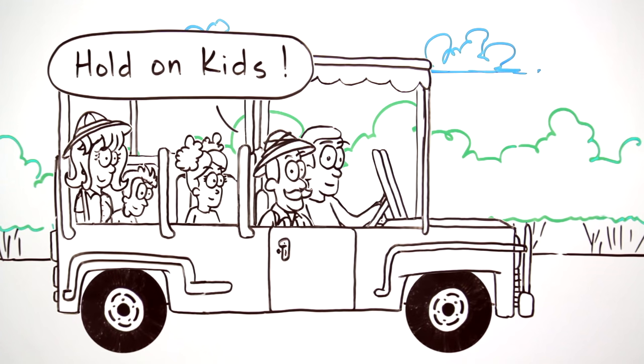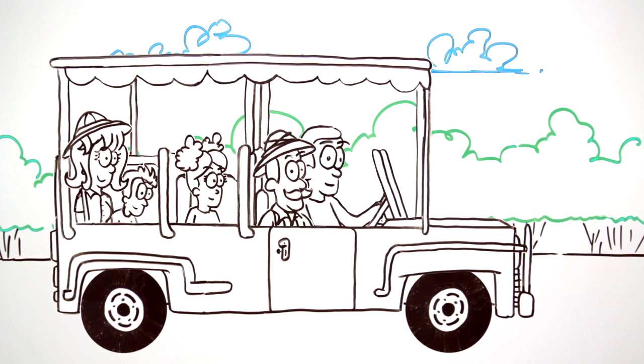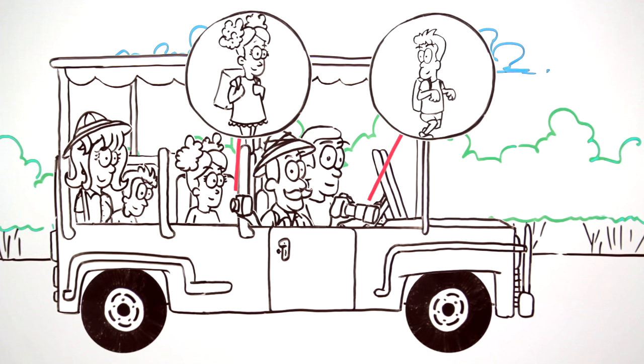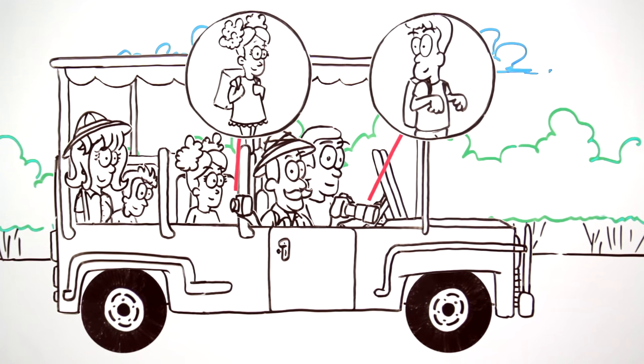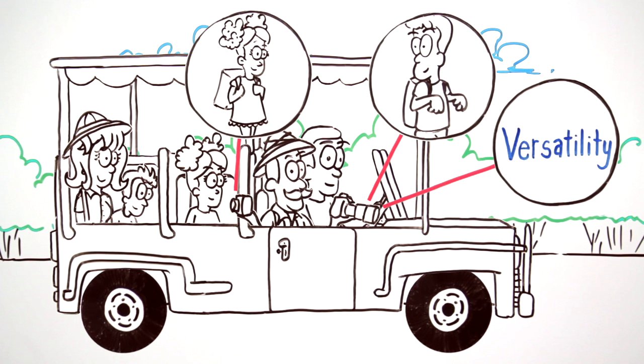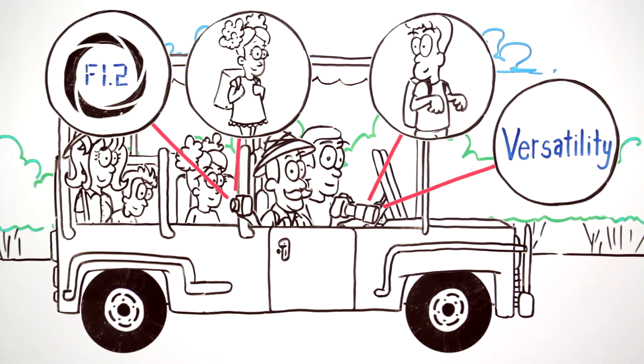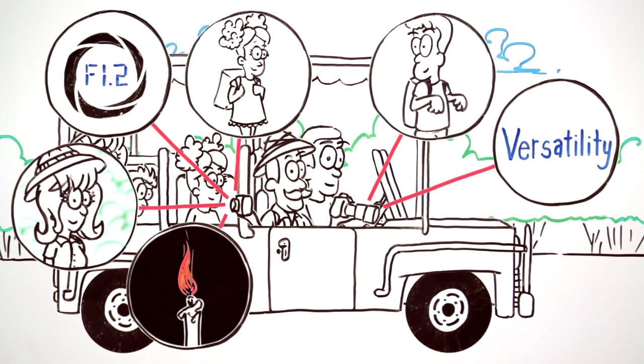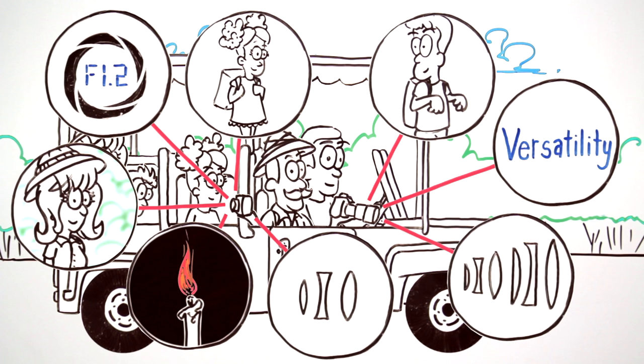No, not that kind of zoom. We're talking about prime versus zoom lenses. Prime lenses have a fixed focal length, while zoom lenses have adjustable focal lengths. Zoom lenses offer versatility, but prime lenses often have a larger maximum aperture, which allows for shallower depth of field and higher shutter speeds in low light settings. They also have fewer lens elements, so they tend to be smaller and lighter than zoom lenses.